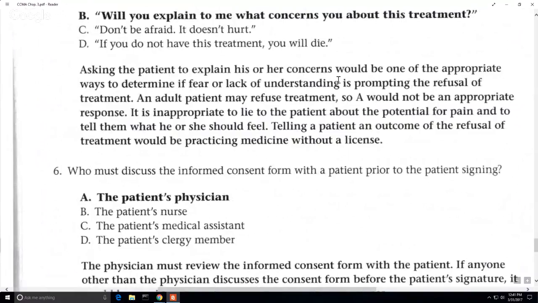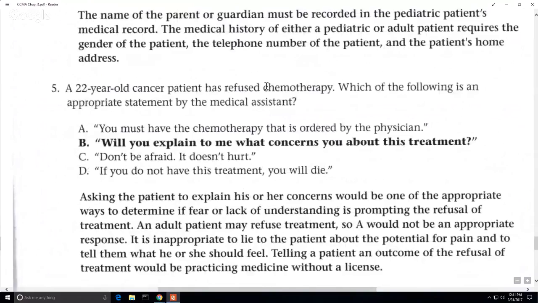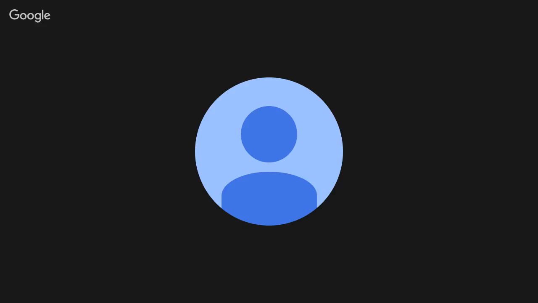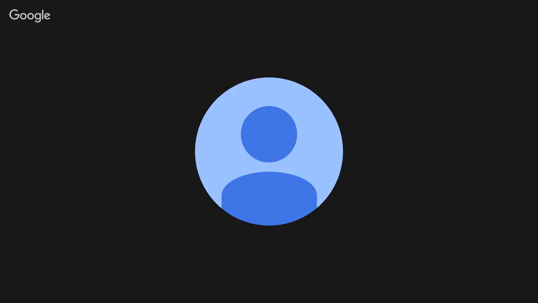Who must discuss the informed consent with the patient prior to the patient signing? Informed consent. Who discusses that? I don't understand the question. Hold on, let me look at this. What is informed consent? The physician. That's right.